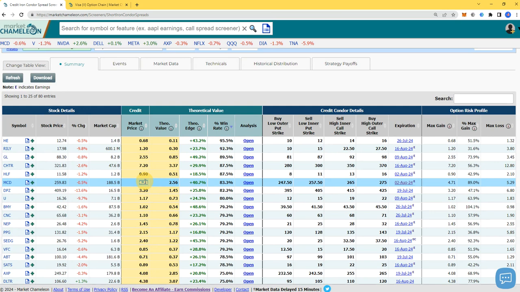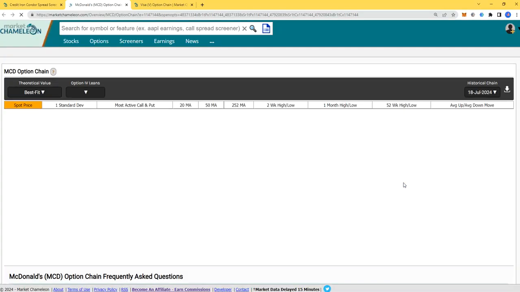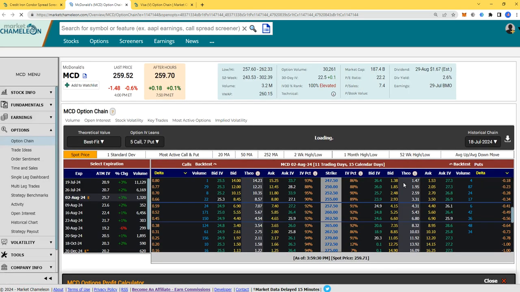Collect $470 compared to $250. Now that's something that I'm interested in. Plus 40% theoretical edge, 83.3% win rate. This is the trade. Let's open it, and it says again August 2nd, but the earning is July 29, so maybe close the trade one day before and collect theta decay for the next 10 days, give or take. Something to consider.